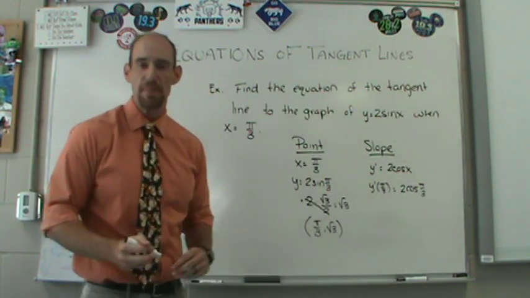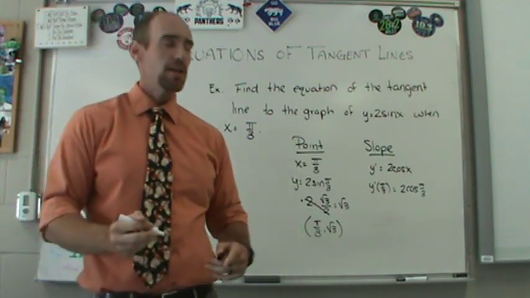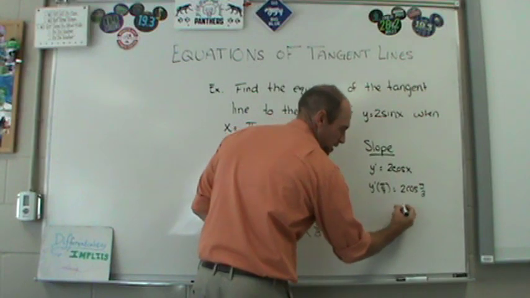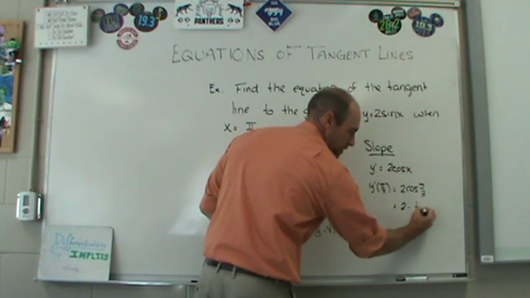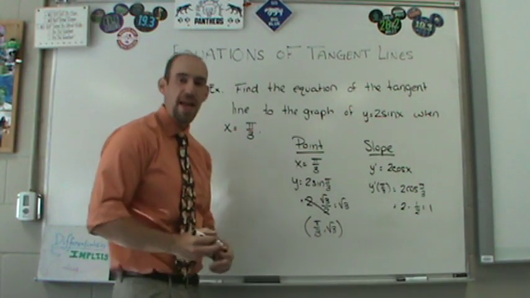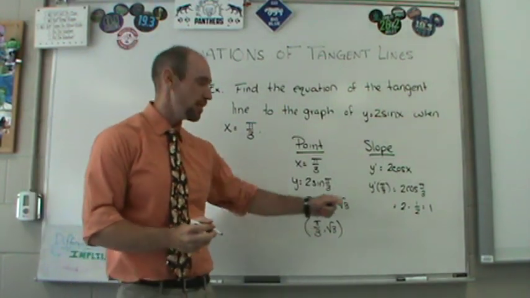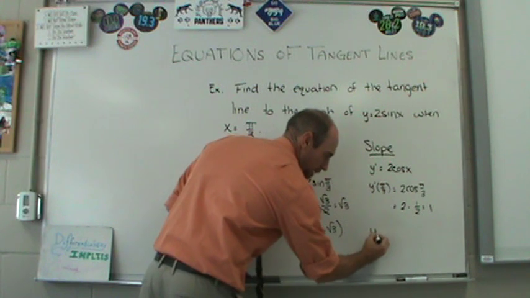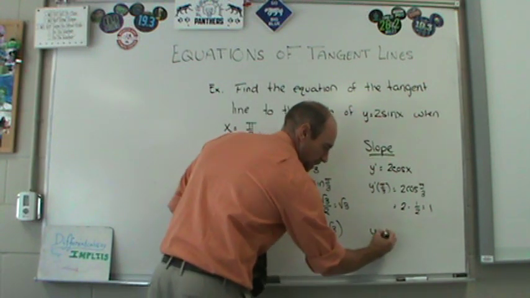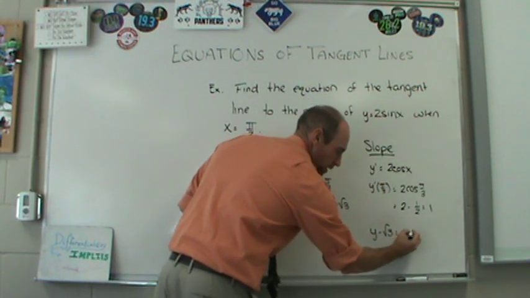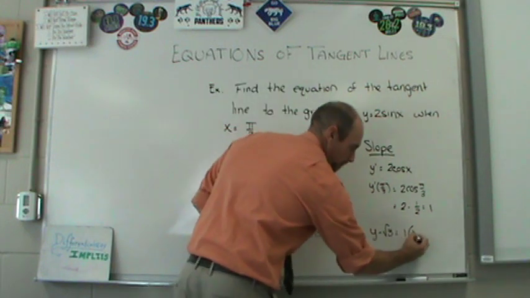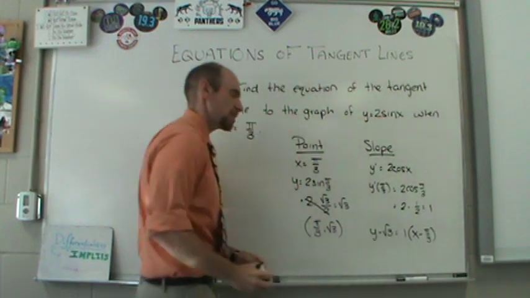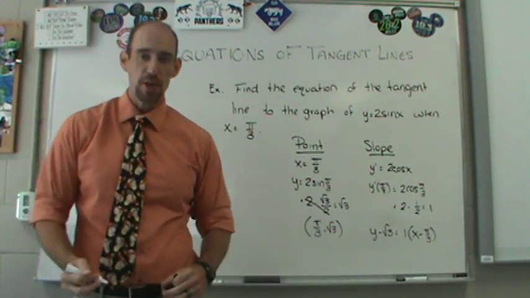So we need to know what cosine of pi over 3 is. We can't leave it like that. Cosine of pi over 3 is 1/2. So 2 times 1/2 is going to give us 1. And now we have a point and a slope. Let's use point slope. We're going to plug it right in there. y minus our y value, square root of 3, equals 1 times x minus pi over 3. Okay, so there's our equation of the tangent line.